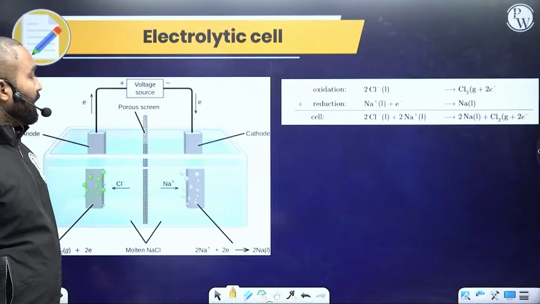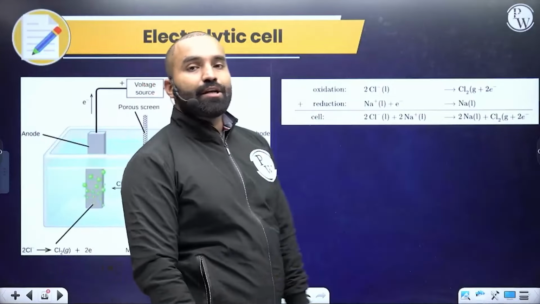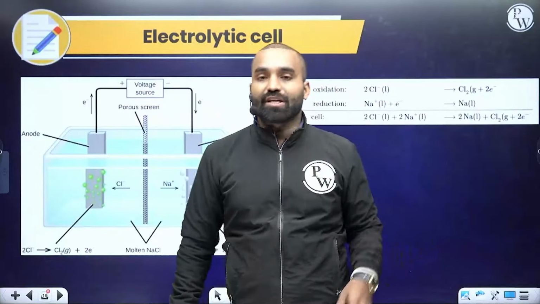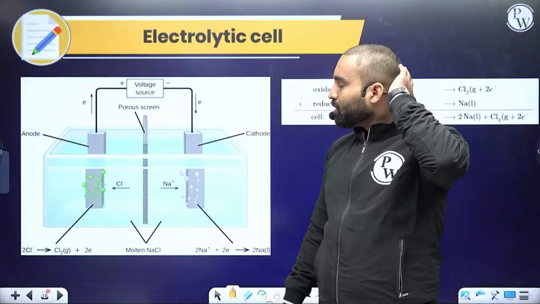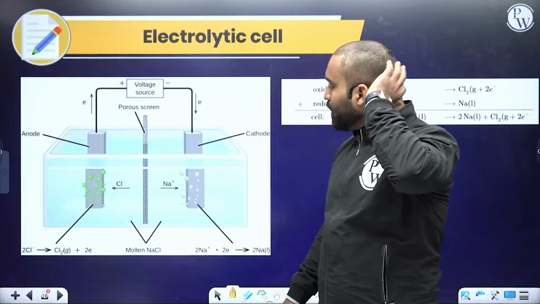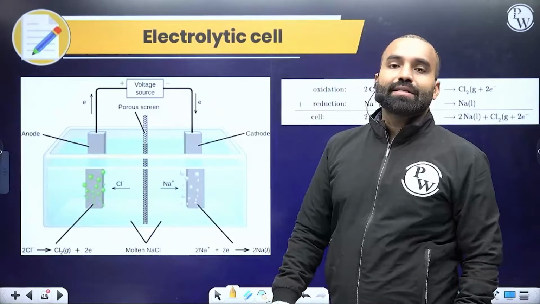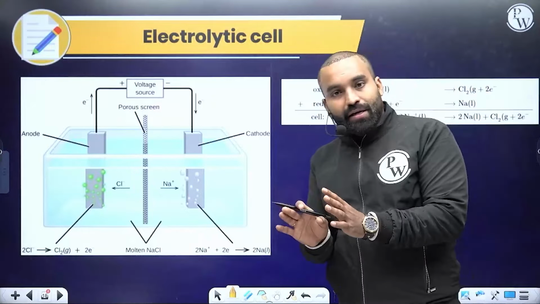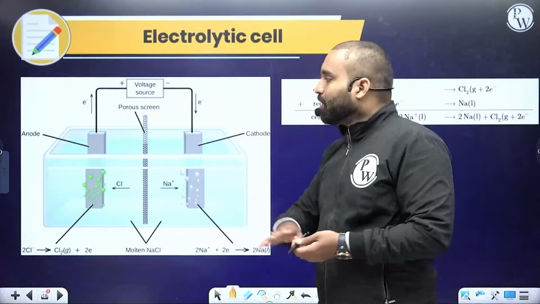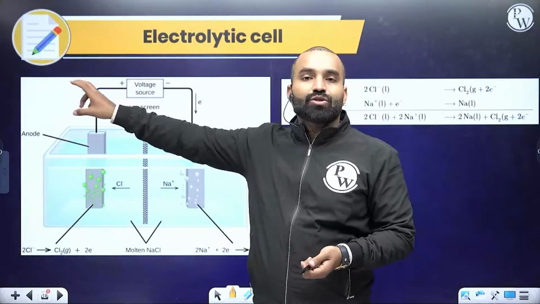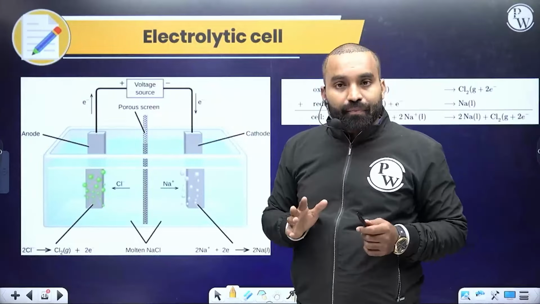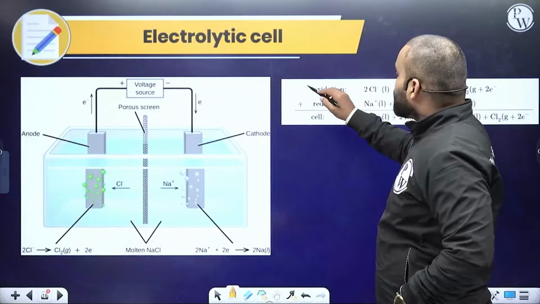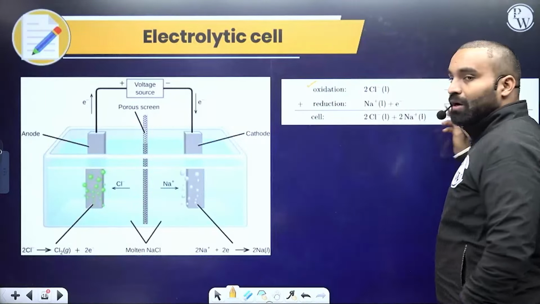Now, the electrolytic cell helps us in doing non-spontaneous reactions, as I told you before. For example, molten NaCl electrolysis. Although this process has a delta G greater than 0, with the help of an external voltage source, we can make this reaction occur. So what will happen overall? Oxidation of Cl minus on the anode.